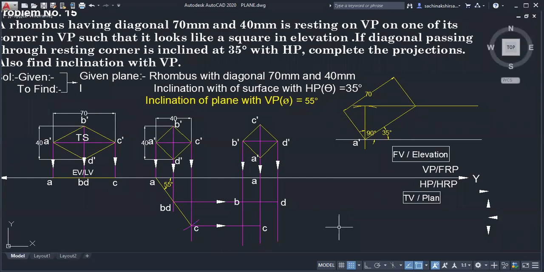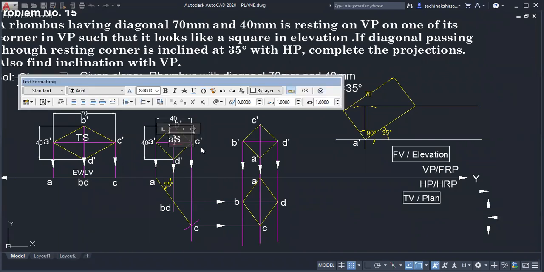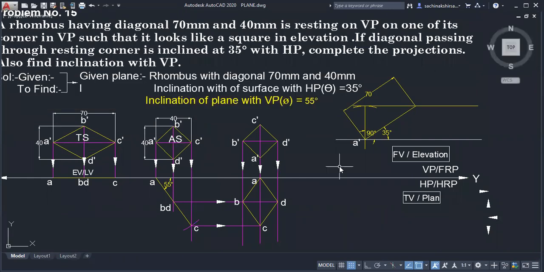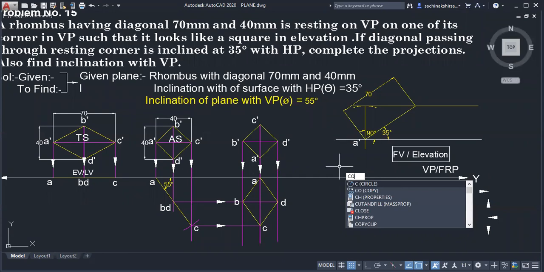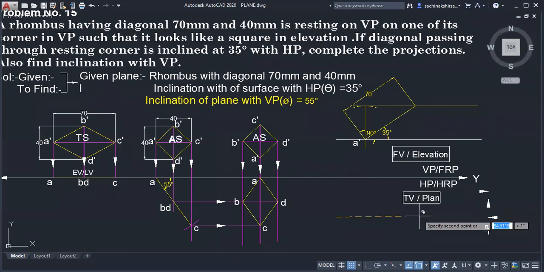So A to B, B to C, C to D. Check whether your shape is coming something like this. Yes, sir. It is called a diamond shape. Is it coming like this diamond shape, A, B, C, D? Yes, sir. Rhombus A, B, C, D is lying on which corner? Which corner have we drawn A? Towards left.